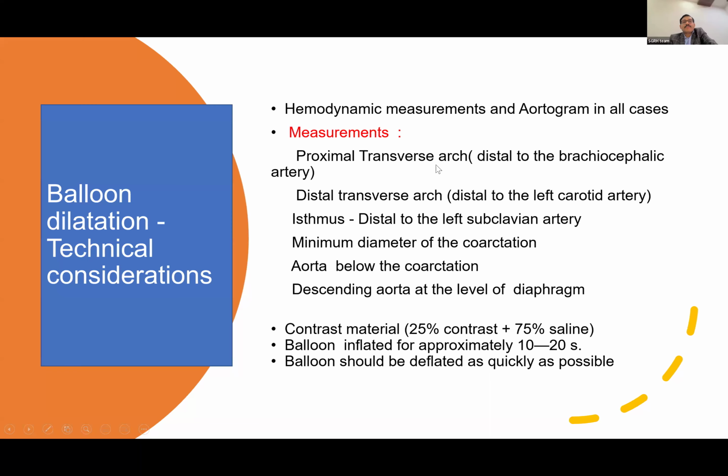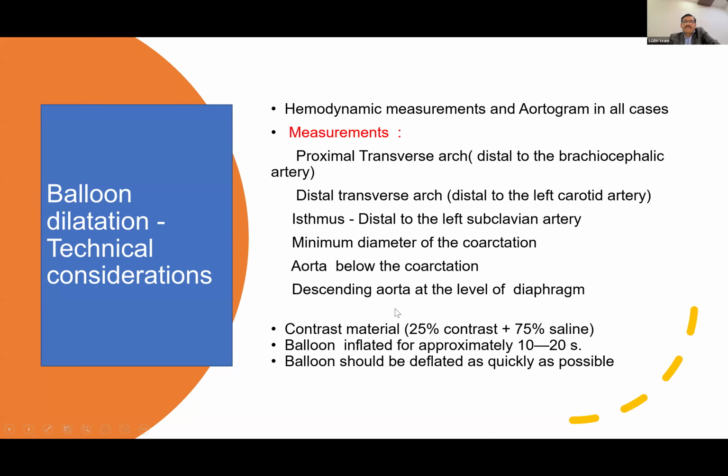Always measure the proximal transverse arch, distal transverse arch, isthmus, minimum diameter of the coarctation, the aorta just below the coarctation, and the descending aorta at the diaphragm to assess what size of balloon you want to take. You need to take all this into consideration. Proximal arch is distal to the first branch, distal arch is between the first and second branch, and isthmus is beyond the third branch. So these measurements should always be taken in all cases of balloon dilatation, mostly by angiogram or by echo.